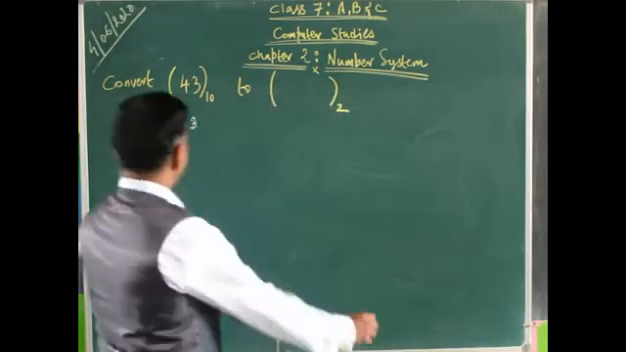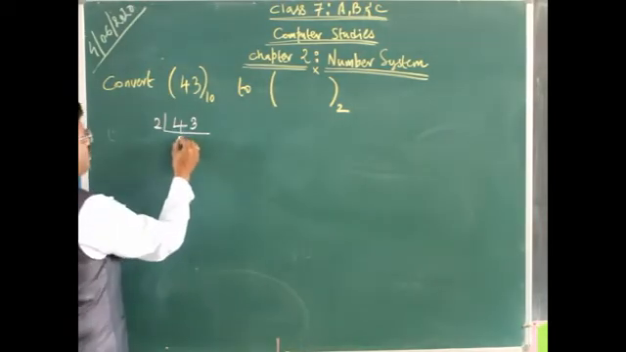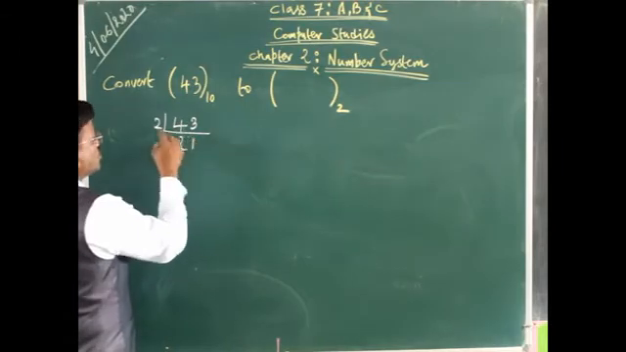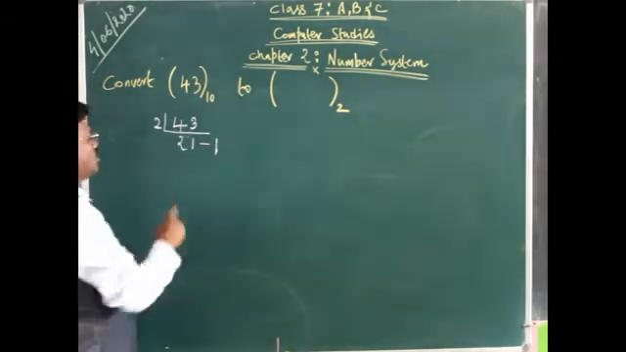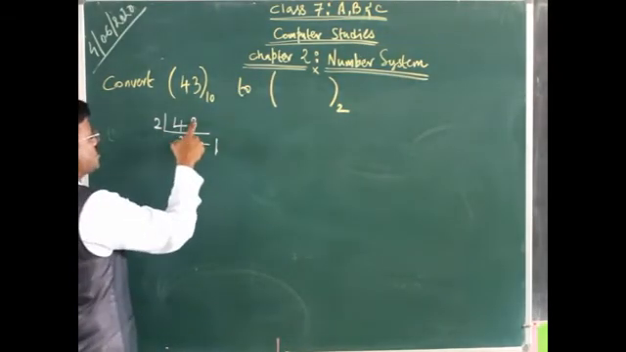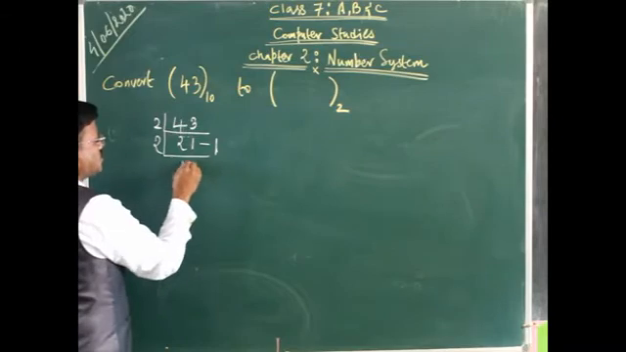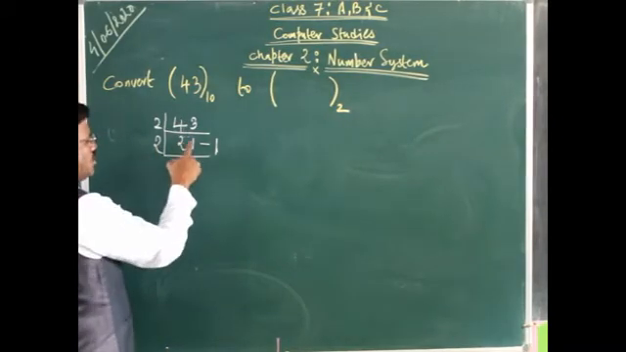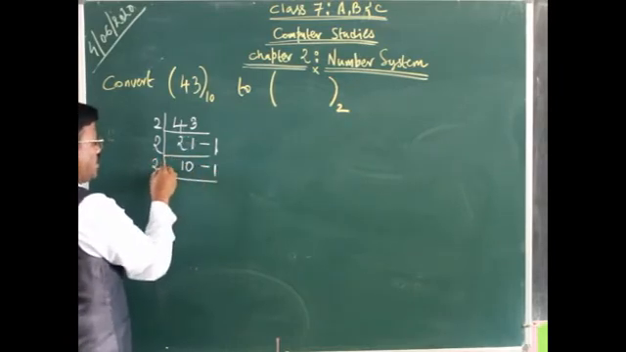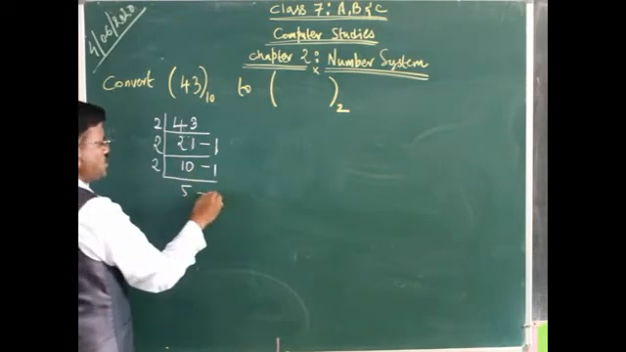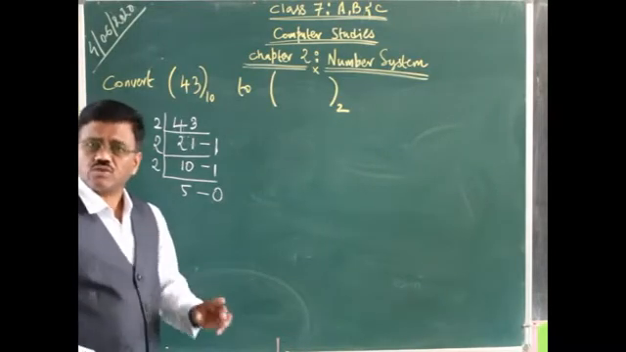Now, you divide it by 2. 2 2s are 4, 2 1s are 2. Remainder is 1. Should I repeat? 2 1s are 2, 2 plus 1 is 3. 2 2s are 4. Again divide it. 2 10s are 20. Remainder is 1. Again divide by 2. 5 2s are 10, remainder is 0. No matter whether the remainder is 0 or 1, you have to take a note of it.